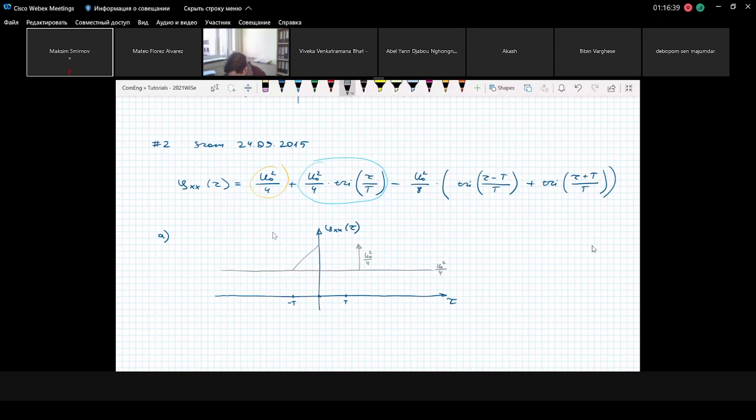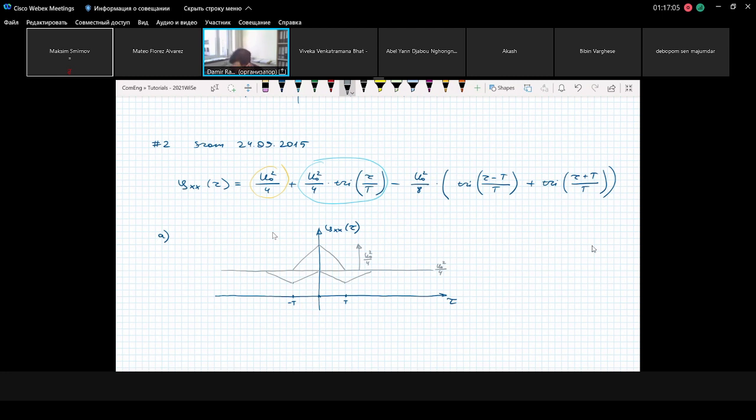This is what we have at 0, and then at minus capital T and at capital T, we have two triangulars with negative amplitudes. I show these triangulars with respect to the baseline that we have represented by this gray line. So because we have this baseline minus triangle, this is what you see here.